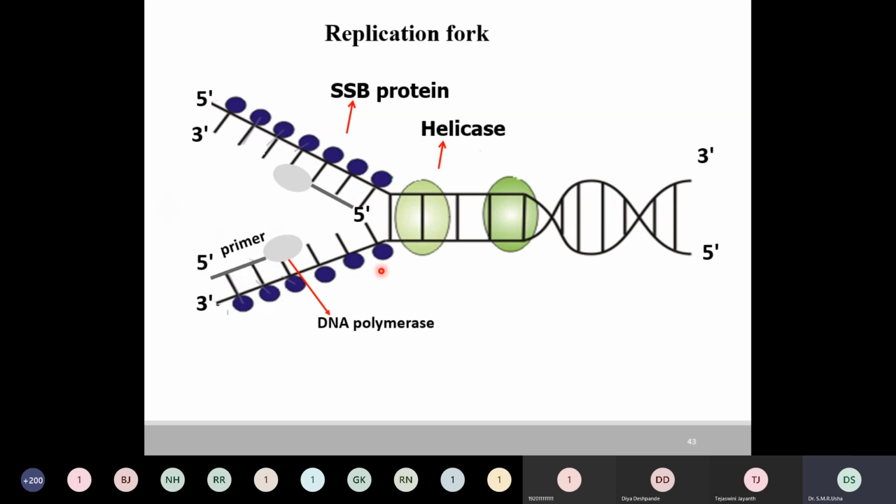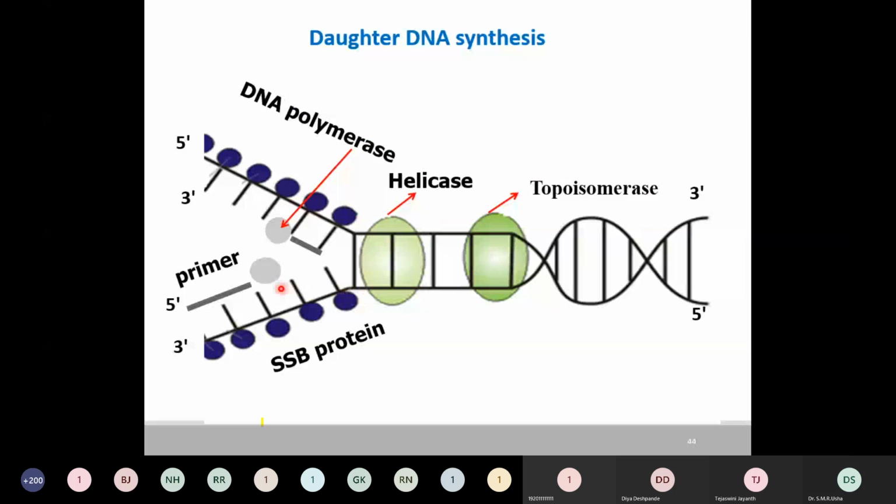So we have seen all the 4 components of the replication fork. The helicase which unwinds. Now the helicase has unwound this part alone. After this part is replicated, further unwinding will take place. Now we will see how DNA polymerase is going to extend and synthesize the daughter DNA. So now the DNA polymerase is going to get to work. It is going to add nucleotides here and elongate the chain in this direction.